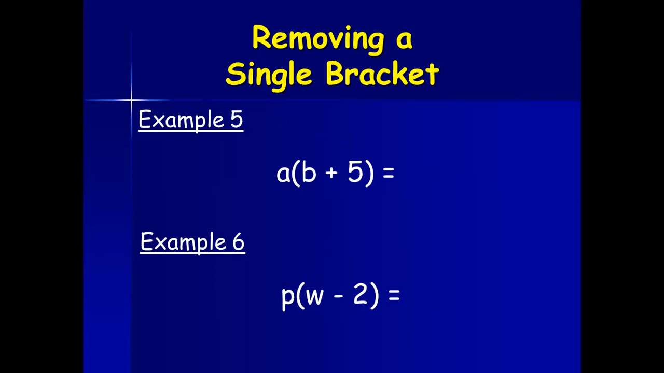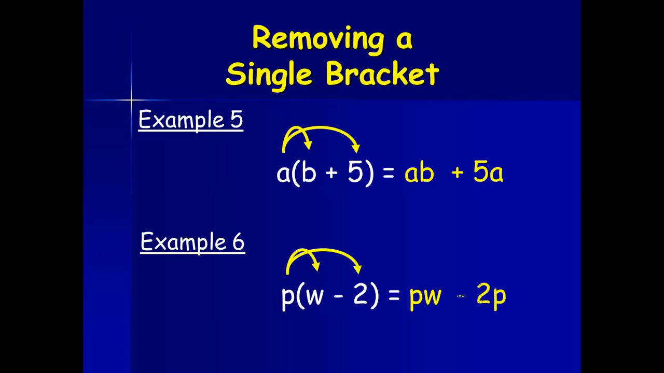Example 5. a multiply b, that is ab. a multiply 5, that's 5a. So the answer is ab plus 5a. Okay, example 6. p multiply w, that's pw. p multiply negative 2, that's negative 2p.